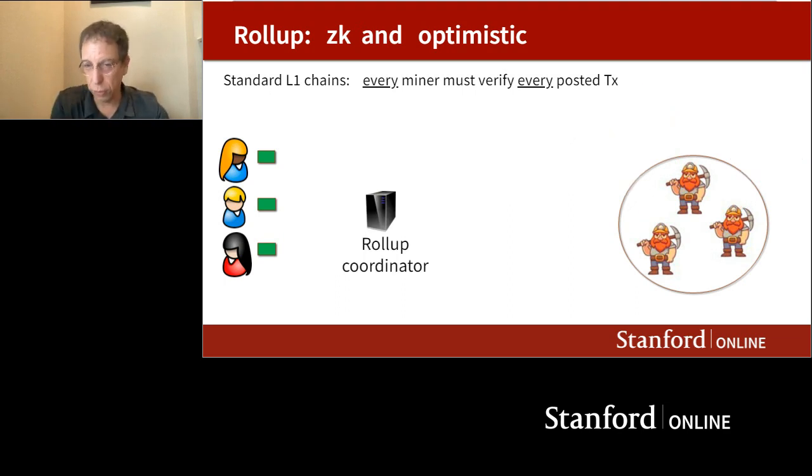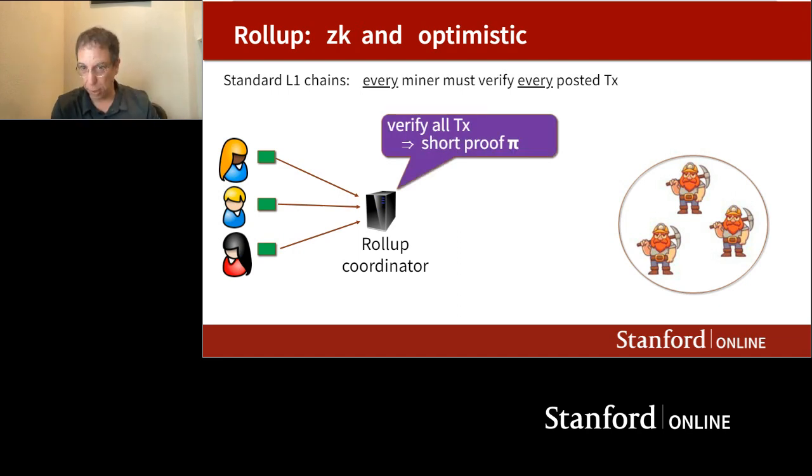What we're going to do is introduce what's called a rollup coordinator. Instead of people sending their transactions directly to the blockchain, they'll send their transactions to the rollup coordinator. The rollup coordinator will batch all these transactions into a single, very short rollup update block. But more importantly, the rollup coordinator is the one that verifies all the transactions, that everything is properly signed, that the account balances are correct, and so on. So it does all the heavy work of verifying the transactions, and then it produces a very short proof that all these transactions are valid. And this is where the magic is.